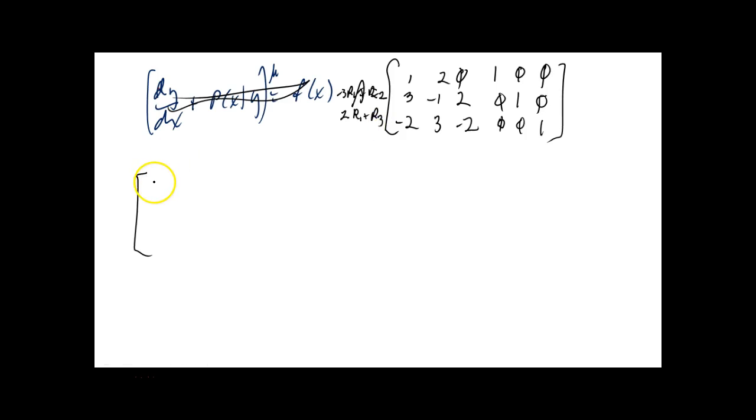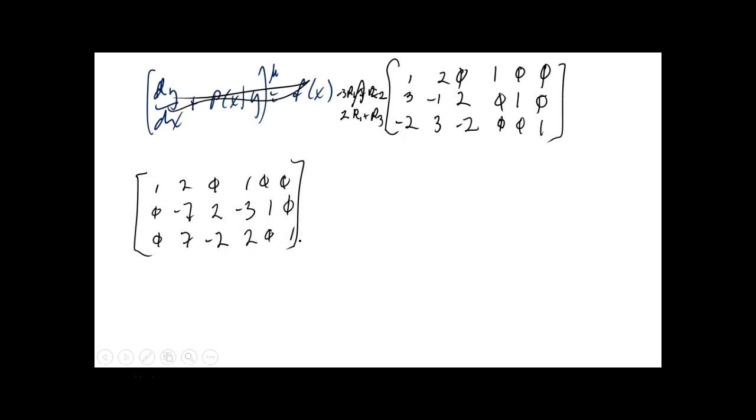Okay. Row 1 stays the same: 1, 2, 0, 1, 0, 0. Row 2 now becomes 0, -7, 2, -3, 1, 0. Okay. And the last row, 0, 7, -2, 2, 0, 1. Okay.